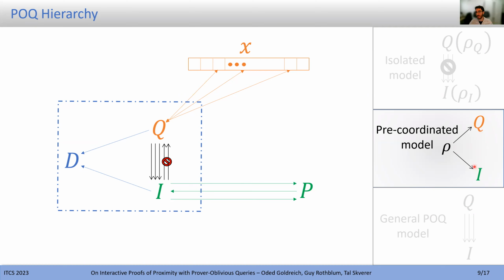Maybe some queries are determined by this shared randomness, but maybe some are determined by x, and I will not be able to know them. And compared to the isolated model, where Q and I were completely independent entities, now they can be dependent in some way based on this common randomness.